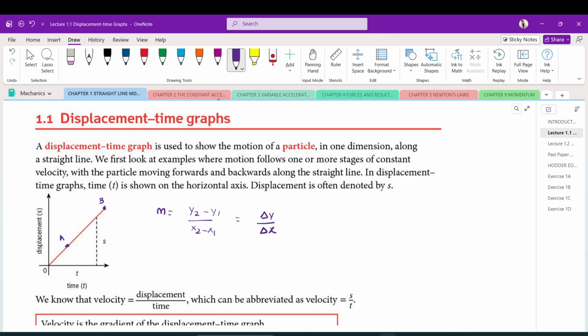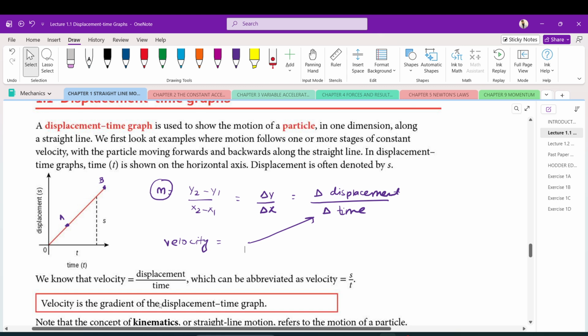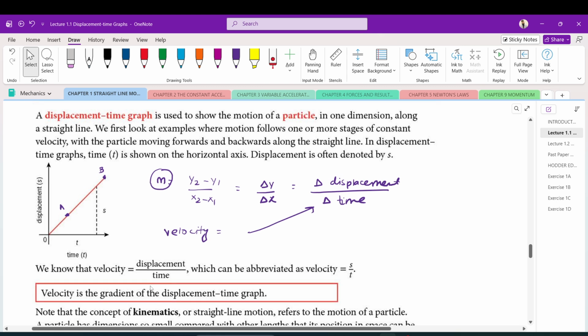What is y? Y is displacement. So that is change in displacement, and this is change in time. Do you see we end up with this formula? That is why the gradient of a straight line on a displacement time graph gives us the velocity of that object which is moving in a straight line. This is the formula that is the same as the gradient. Velocity is the gradient of the displacement time graph. So this is your key point.